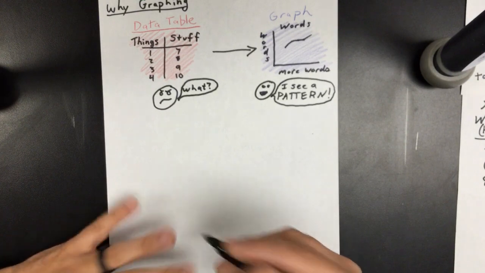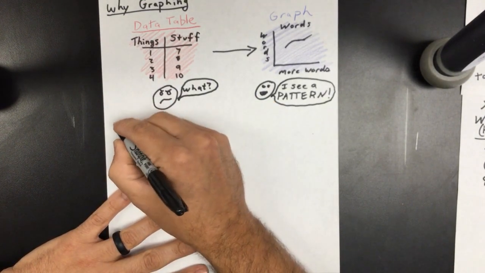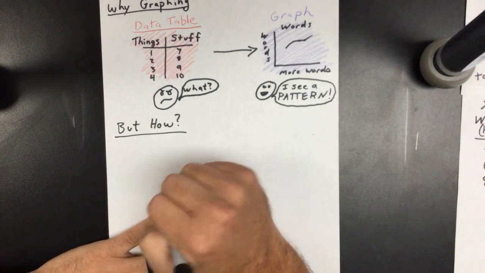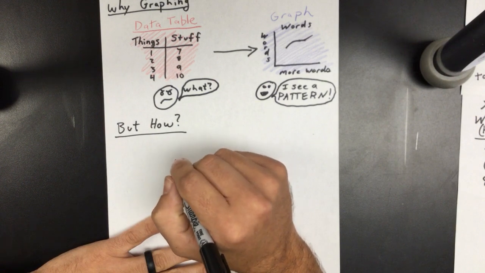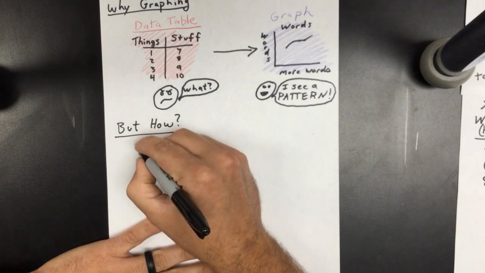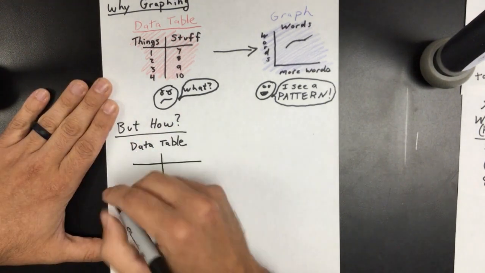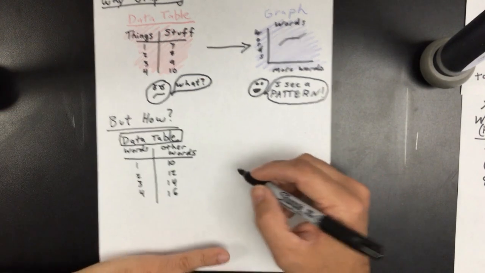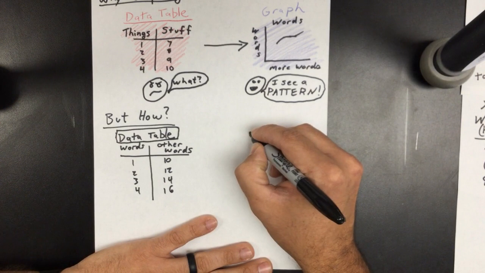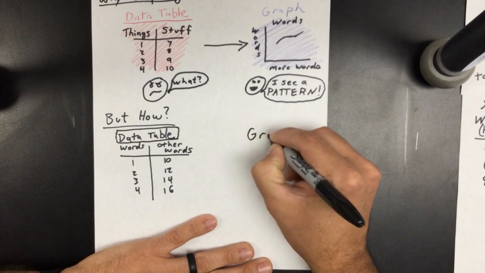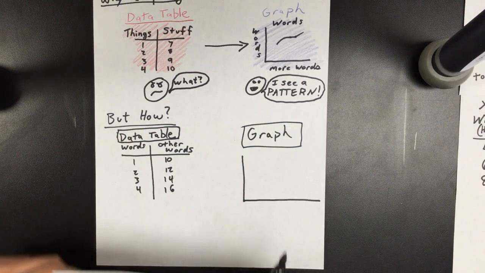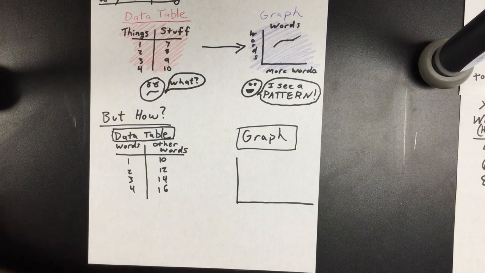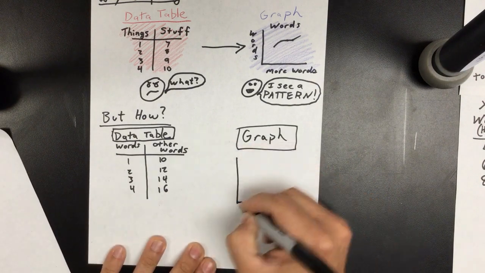So your next question is, but how do I do this? We start off with a data table that we collect maybe from making different measurements, like we did in our last unit. Now, we're going to draw our graph. Before we draw our graph, we're going to take a math break. We're going to talk about the reason that I drew this shape.